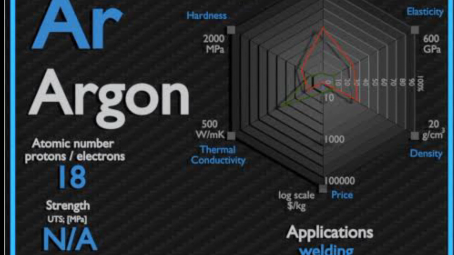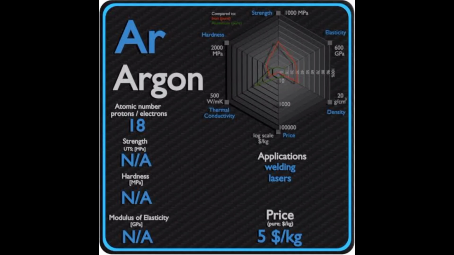Now, let's talk about argon. Argon is an inert gas that exists in the atmosphere as a singular atom. Argon makes up about 1% of the atmosphere and comes mostly from the decay of potassium in the Earth's crust. It is an inert gas, which means that it does not react with other chemicals.